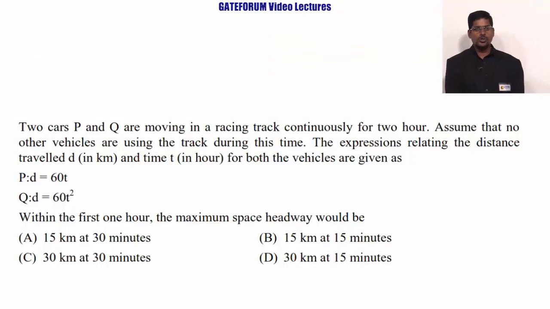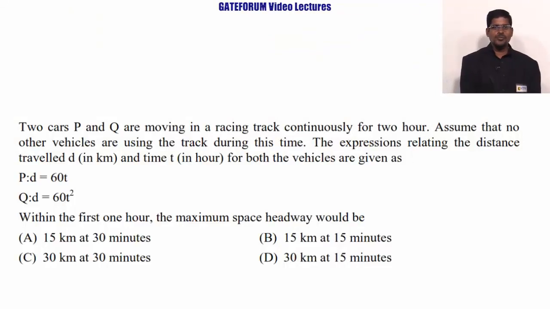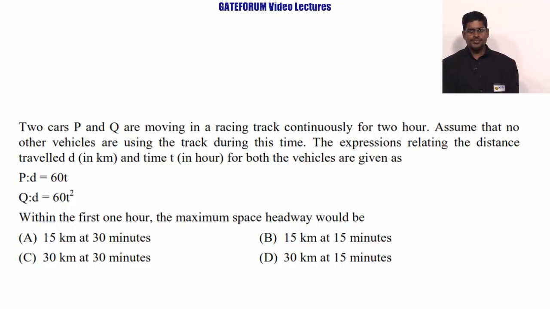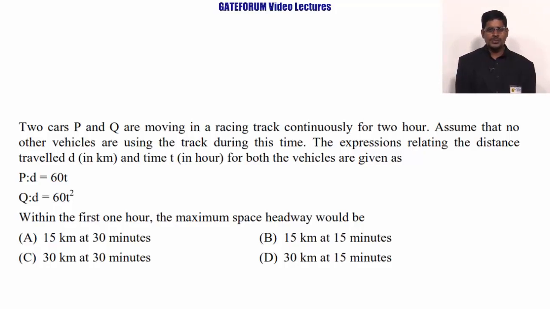The question is, two cars P and Q are moving in a racing track continuously for 2 hours. Assume that no other vehicles are using the track during this time. The expressions relating the distance travelled d in kilometers and time t in hours for both the vehicles are given as P such that d is equal to 60t, Q such that d is equal to 60t square. Within the first 1 hour, the maximum space headway would be ABCD options given.